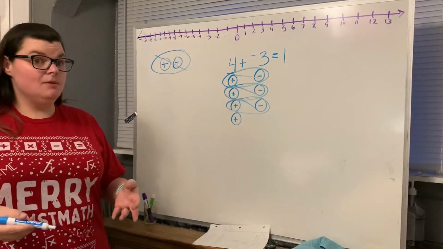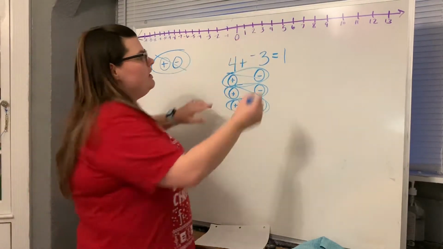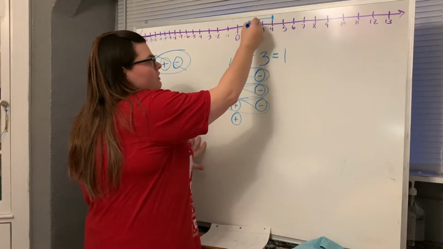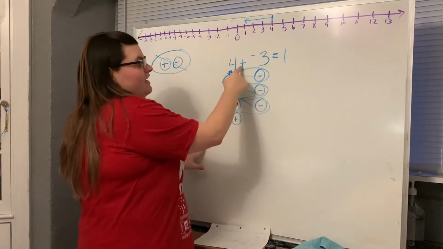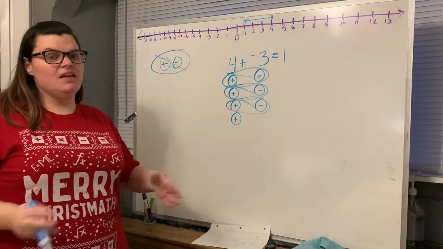So let's double check that. We use the number line method a lot, so let's double check it up there. We're starting at 4. We're moving backwards 1, 2, 3 because we added a negative, and we landed right at 1. So it gets you the same thing.